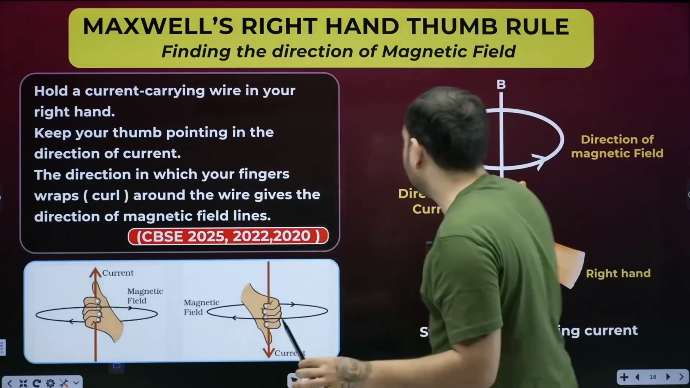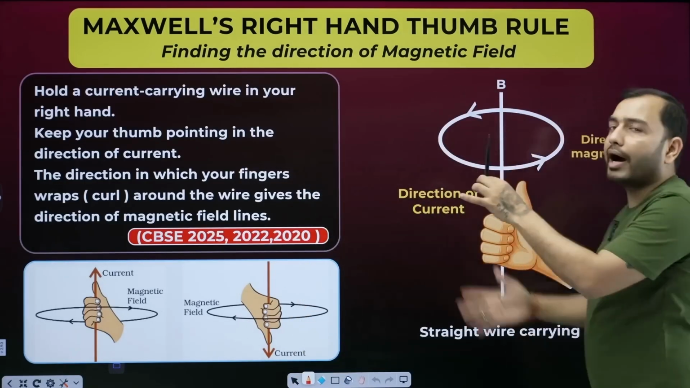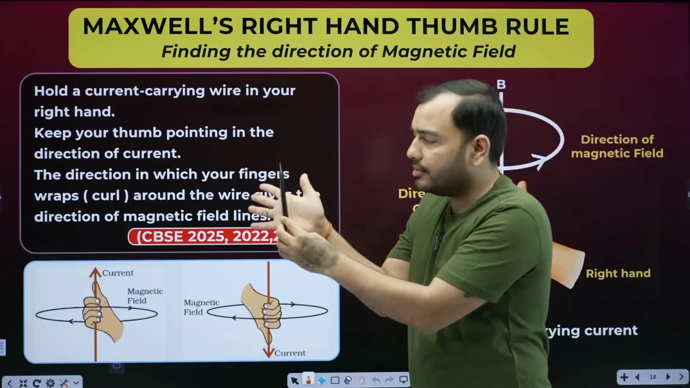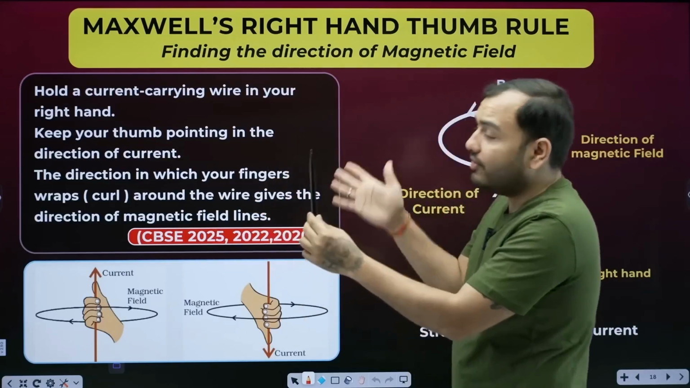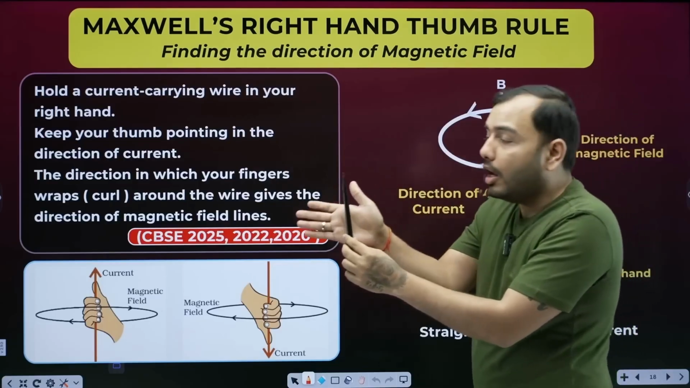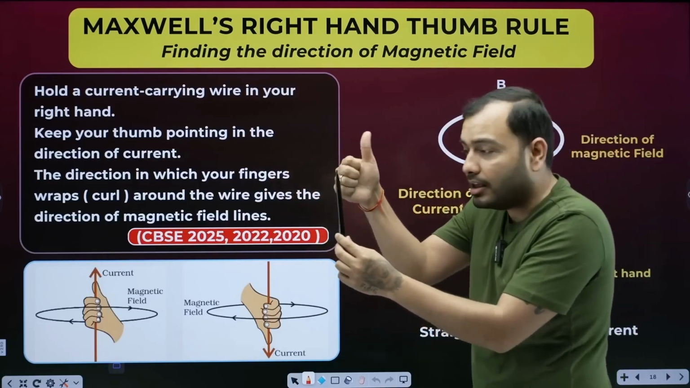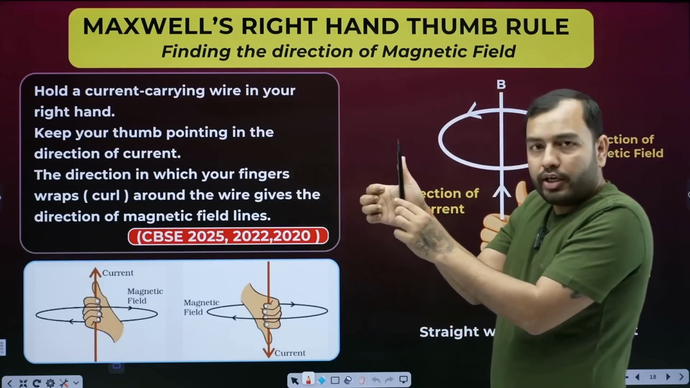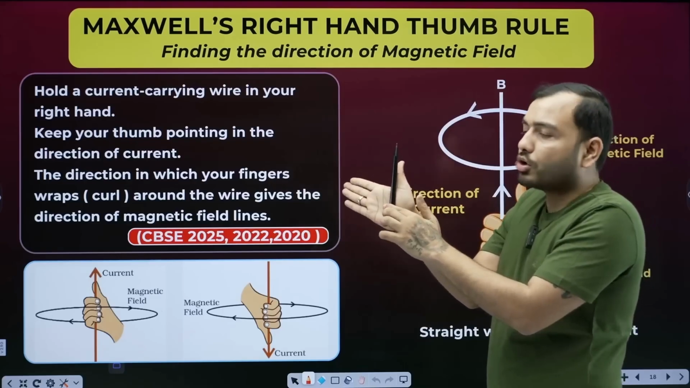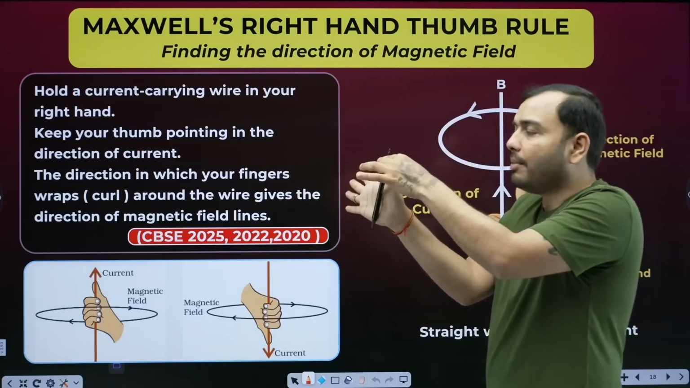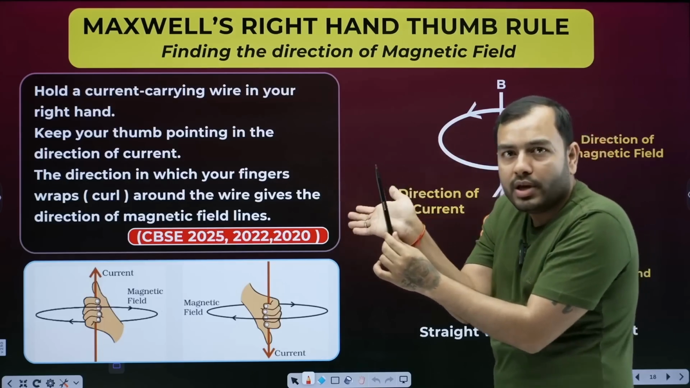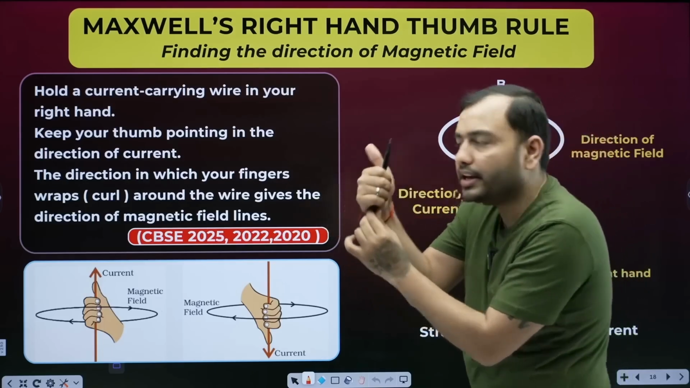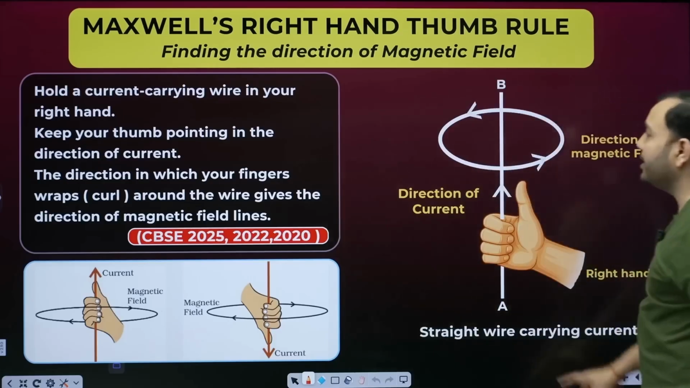What is the rule? You hold the current carrying wire with your right hand, the hand we eat food with. You hold the current carrying wire with your right hand. Your thumb should be in the direction of the current. After that you close your fingers. The direction in which your fingers close is the direction of the magnetic field.